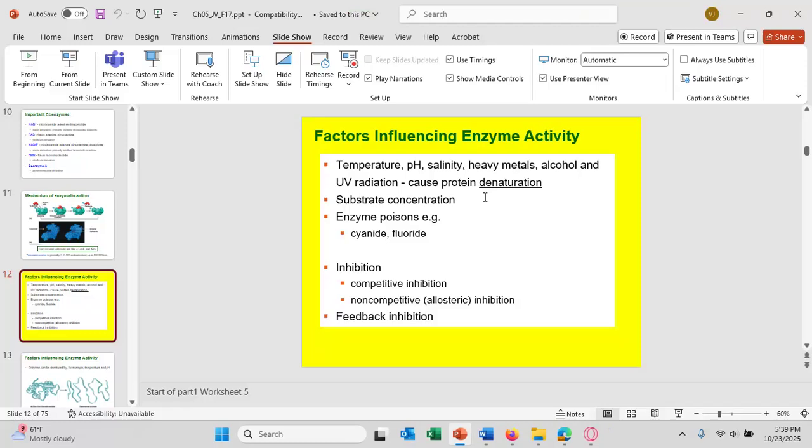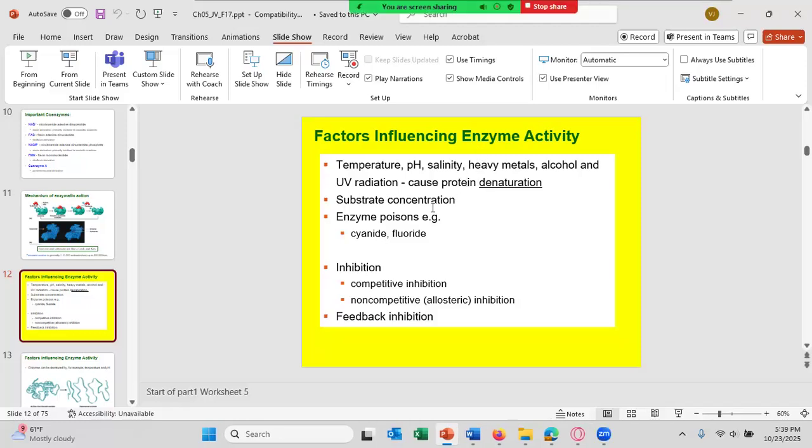You can also influence the amount of enzyme activity by having different substrate concentrations. You can influence the amount of enzyme activity by having poisons present, which is sort of a heavy metal poison. Cyanide and fluoride are poisons, and they'll inactivate the enzyme. And if you have enough cyanide and fluoride present, you'll stop at least all of that one enzyme we're looking at. Any question about any of that?